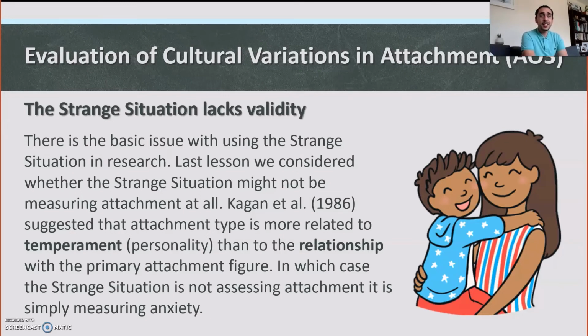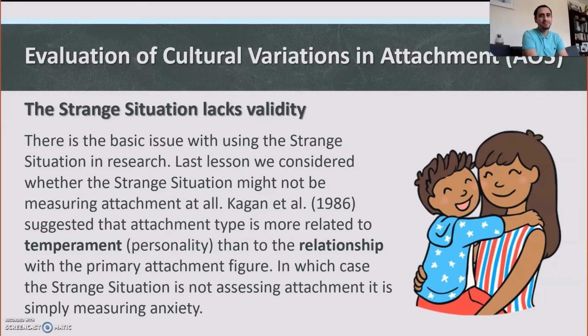That might not necessarily be indicative of what attachment type they have. Maybe that's just their personality. Maybe they're a type of infant that doesn't like being left alone. Maybe they're a type of infant that doesn't trust strangers, and maybe this strange situation isn't a valid or genuine way of measuring attachment type. So that's one weakness of this strange situation.